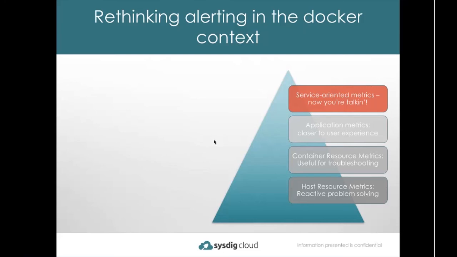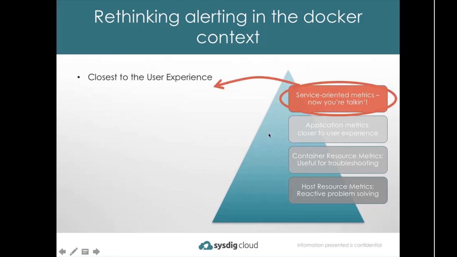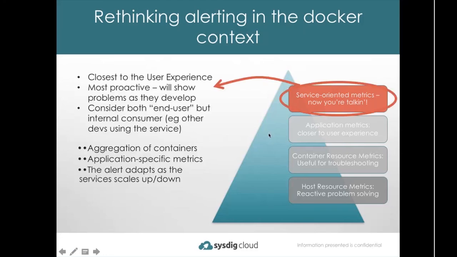A service-oriented metric uses the same concept we were talking about before. Can I aggregate data across my entire set of containers that make up a service and leverage that data to alert on what the experience is like for my customer? So how do we do that? I think I said most of this.